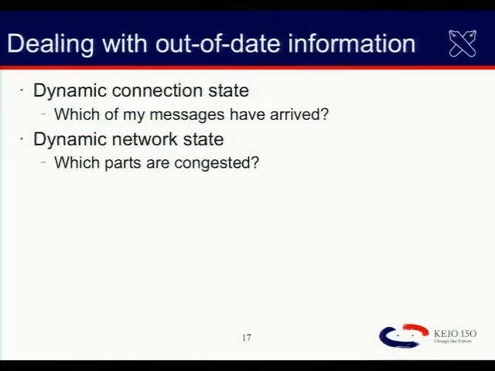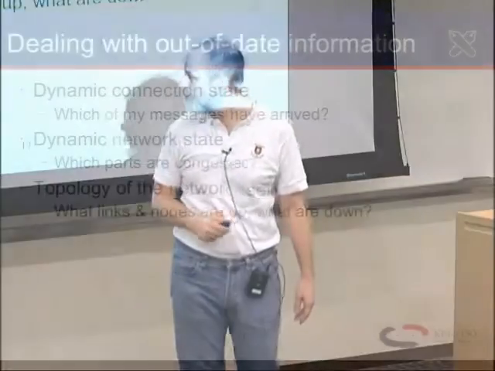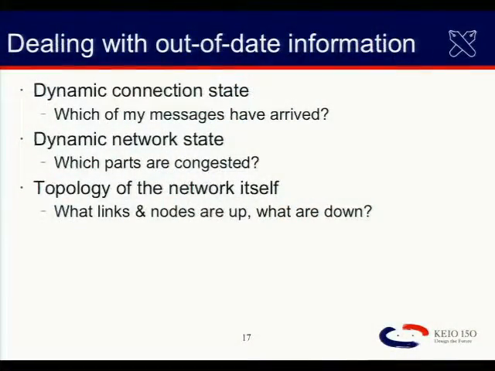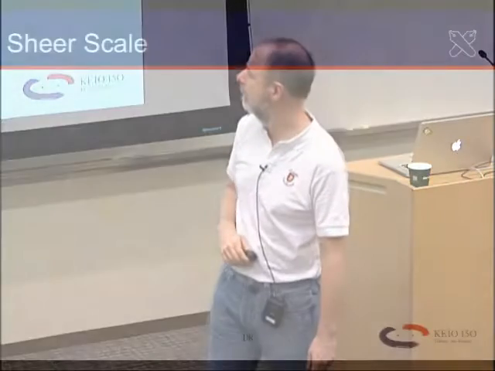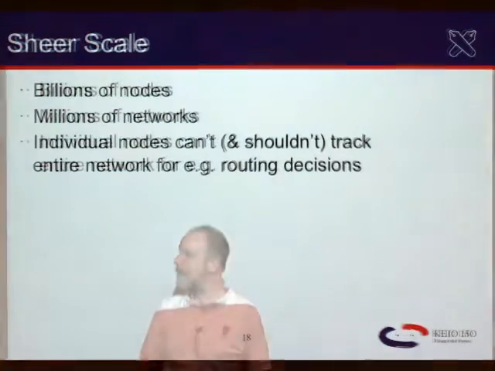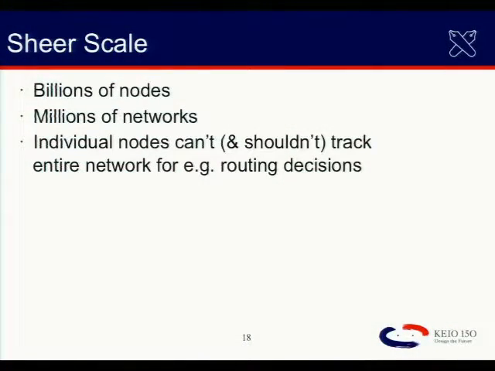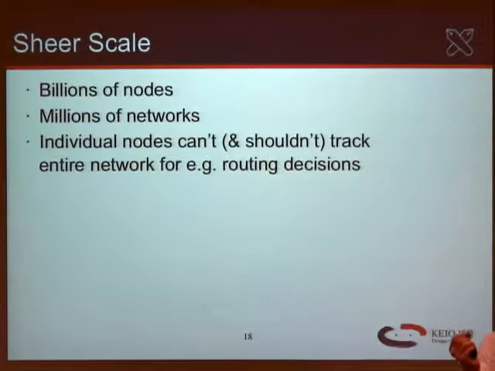Dealing with out-of-date information, dynamic network state, the topology of the network itself, which links are up and which ones are down, right? You don't want to track the entire thing. That sort of stuff. Sheer scale, billions of nodes, millions of networks. Individual nodes can't and shouldn't track the entire state of the entire network. It's just not feasible for something that's on the scale of the internet.